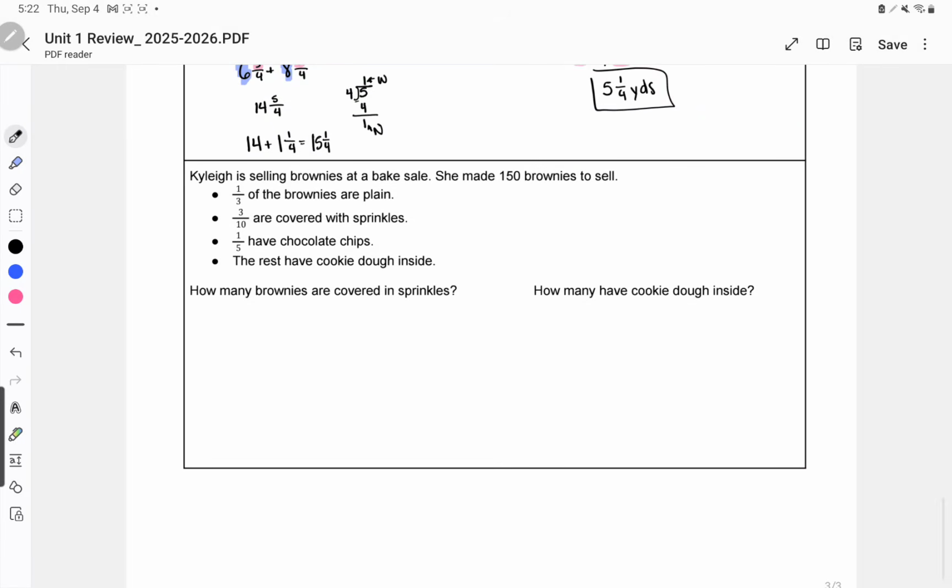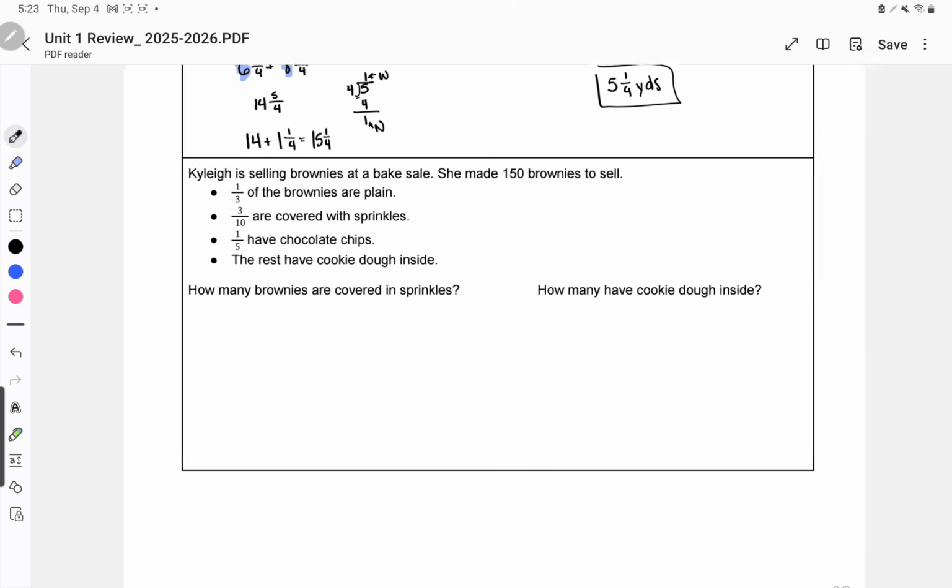Last question. Kylie is selling brownies at a bake sale. She made 150 brownies. A third of the brownies are plain, 3/10 have sprinkles, and 1/5 have chocolate chip. The rest have cookie dough inside. How many of the brownies are covered in sprinkles?